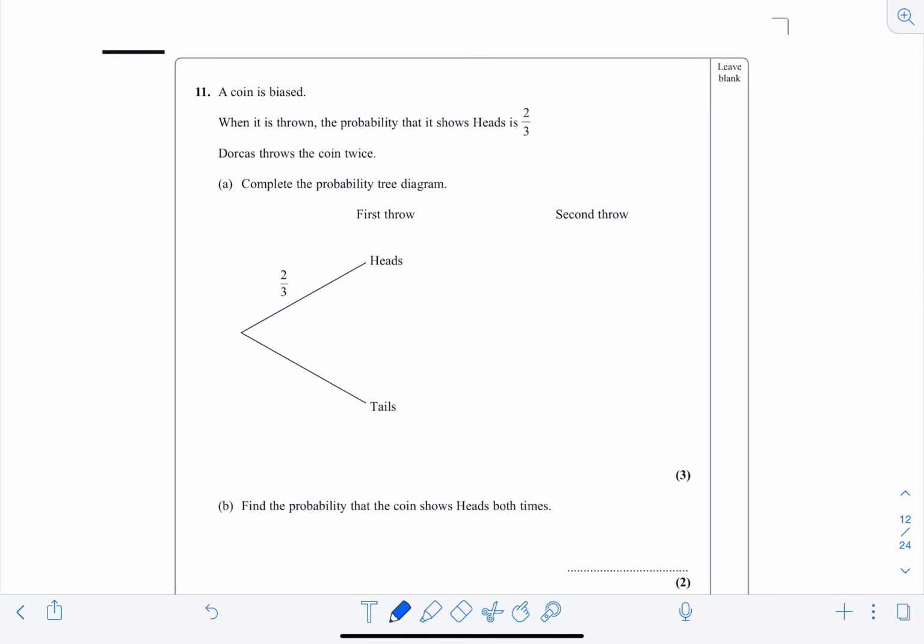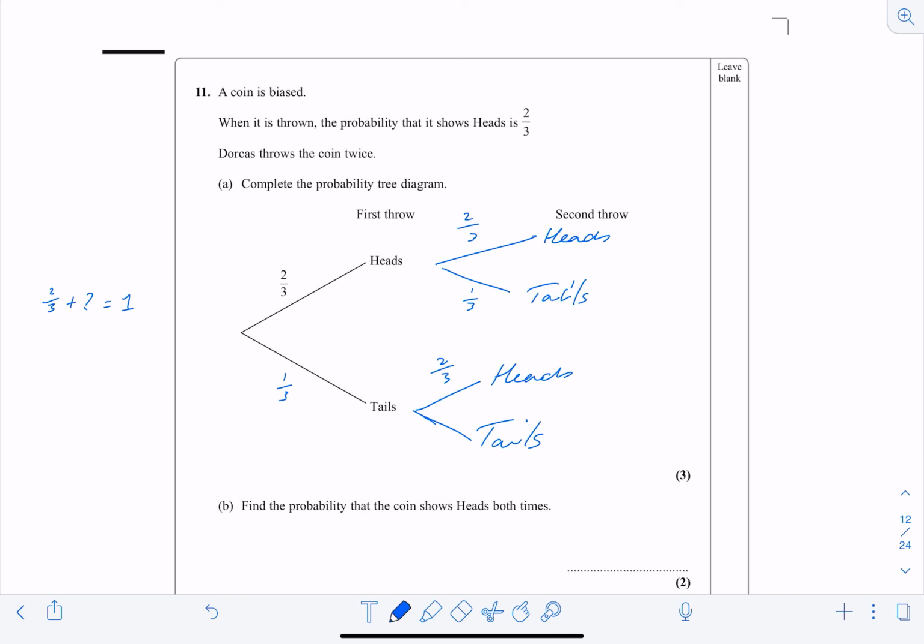11, a coin is biased. Oh dear. When it is thrown, the probability that it shows heads is 2/3. He throws the coin twice, complete the probability tree diagram. So it either has heads or tails, so this one here must be 1/3 because 2/3 plus something must equal 1, as I said earlier on. The second throw is exactly the same because the probability doesn't change. Heads, tails. You've got to write in these words as well, otherwise we don't know what probability we're talking about.